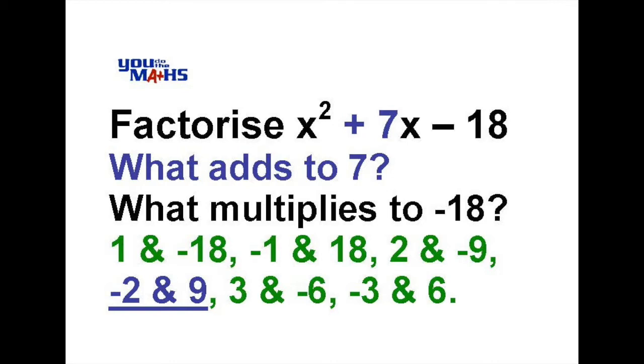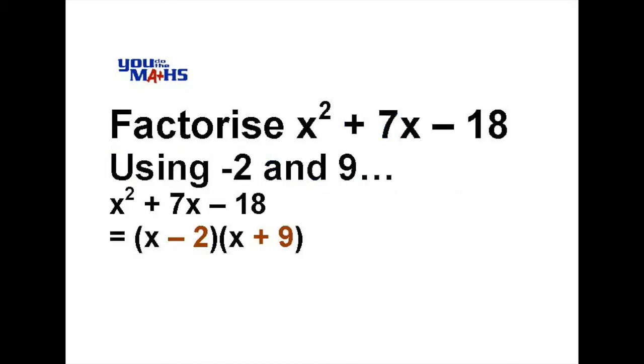What we do is we put down two brackets. X is always at the start of both brackets because when you multiply the brackets you can get the x squared back. What we do is we put the two numbers that we found, negative 2 and 9, in those brackets. Now the order doesn't matter, so you could have plus 9 in the first bracket and negative 2 in the second bracket.